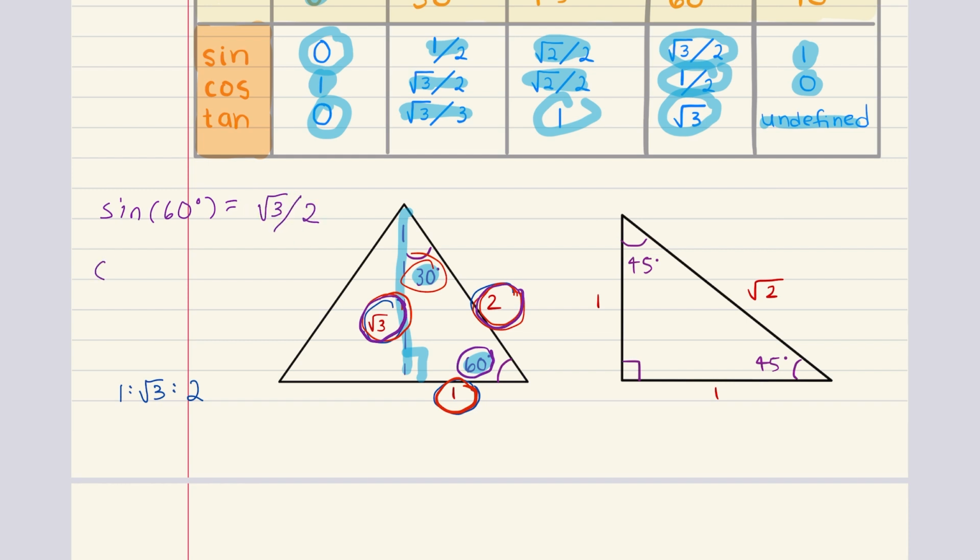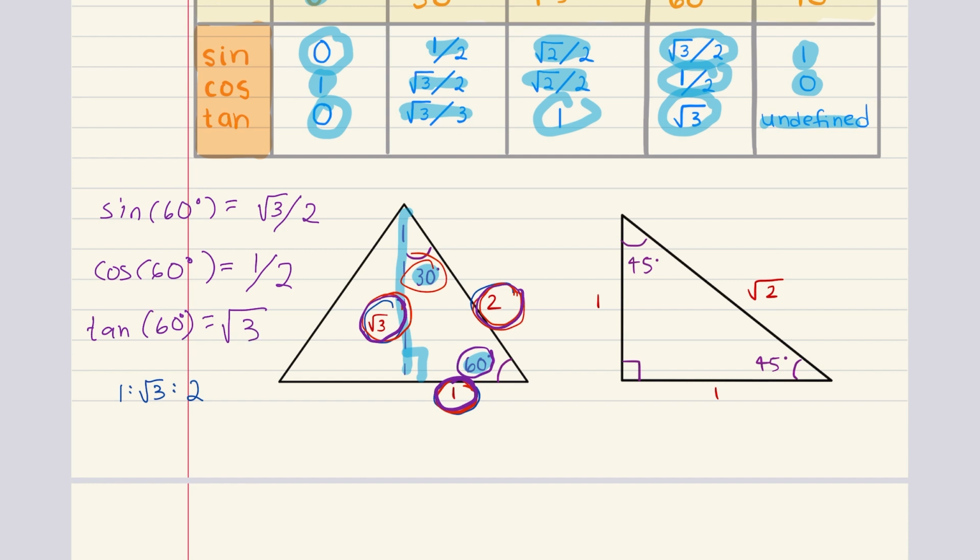Cosine 60 degrees, this is going to be the adjacent side, which is 1, divided by the hypotenuse, which is 2. So cosine 60 is equal to 1 over 2. Tangent 60 is going to be the opposite side divided by the adjacent side. So this is equal to square root of 3.